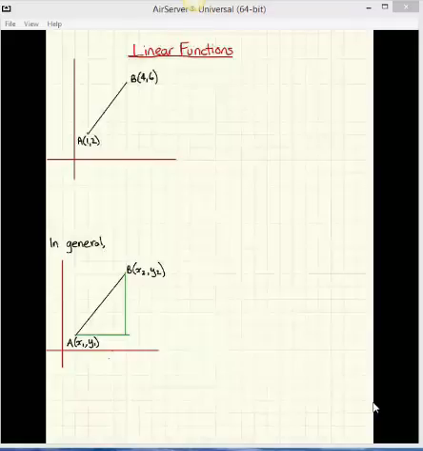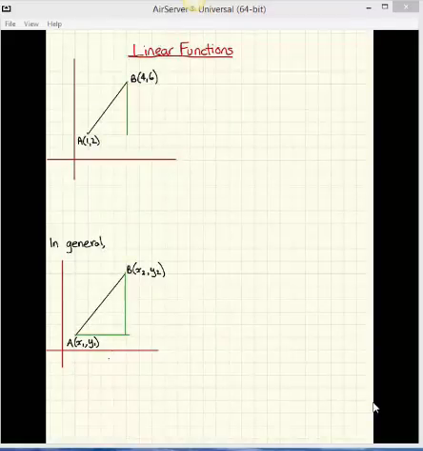If I want to know the distance from the point A to the point B, then what I do is use Pythagoras' theorem, which means we need the right angle triangle. Once I've made my right angle triangle, we need to figure out how long the sides are.